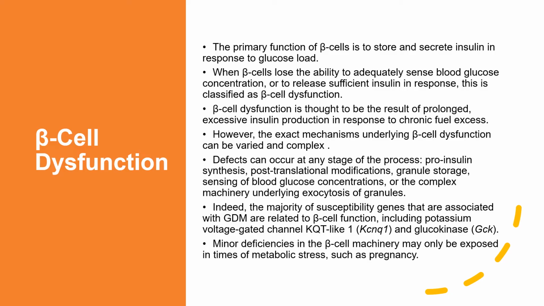Indeed, the majority of susceptibility genes that are associated with GDM are related to beta cell function, including the potassium voltage-gated channel KQT-like 1 or KCNQ1 and glucokinase or GCK. Minor deficiencies in the beta cell machinery may also be exposed in times of metabolic stress such as pregnancy.